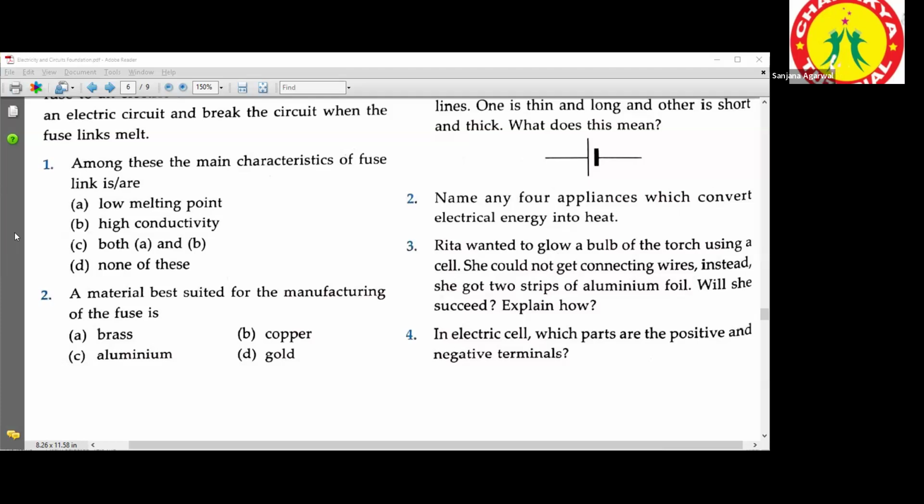And yes, it has a high conductivity also. Okay. So first thing is pure metals, that brass never has a low melting point. It is an alloy. So brass is first cut down. Out of copper and aluminum, copper is best suited for manufacturing the fuse. Although the actual fuses do not use any of these. A fuse is made of a tin and lead alloy. But out of these we can use copper or aluminum, and out of B and C we can use copper.